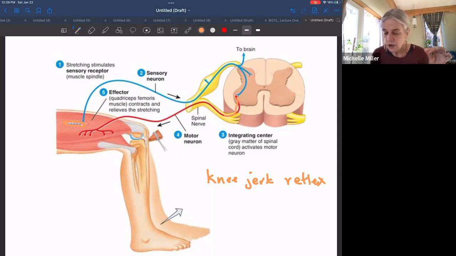So the motor neuron comes out, and when you stretch your quadricep muscle, because of the hammer hitting your patellar tendon, then what's going to happen is that your muscle is going to contract and it's going to cause your leg to move up. So the knee-jerk reflex is an example of a spinal reflex that utilizes those pathways into the spinal cord. Why do they do it? They just do it to make sure that your spinal cord is functioning properly.